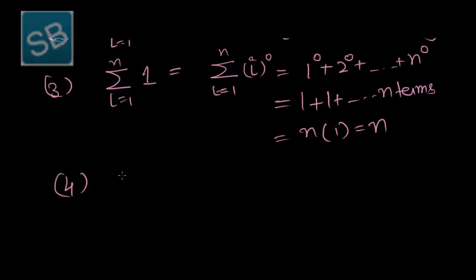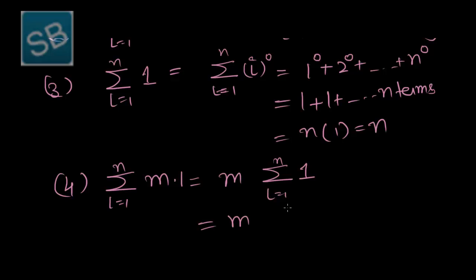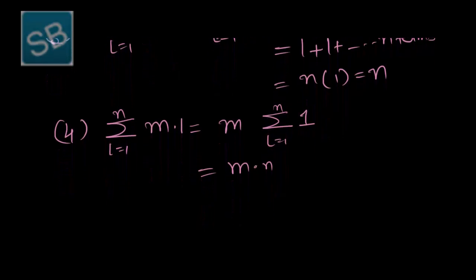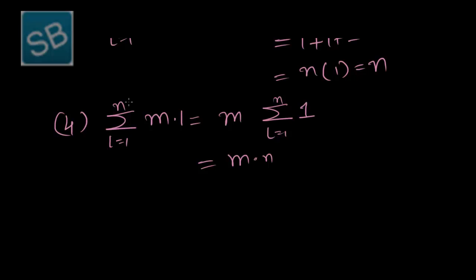Now the fourth property is sigma i from 1 to n of a constant m, that is 2, 3, you can say any constant. So we can write it as m into 1, so it can be written as m times, using the second property, sigma i from 1 to n of 1. So using the third property, sigma i from 1 to n of 1 is n. So it becomes m into n. That is the number of terms. If we have to find i from 1 to 5, it becomes 5m.